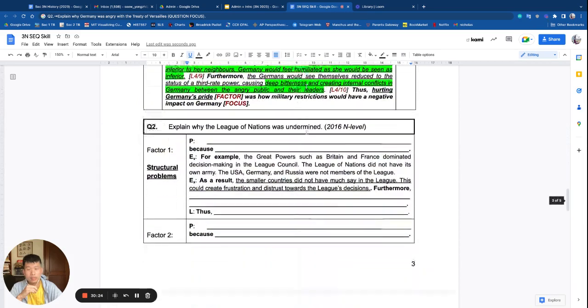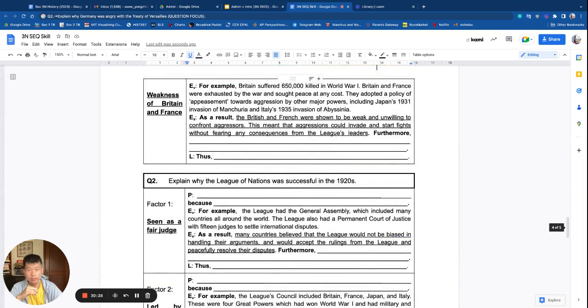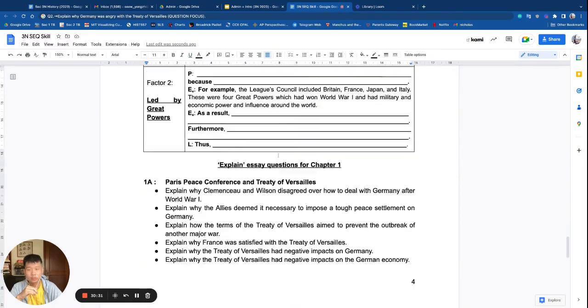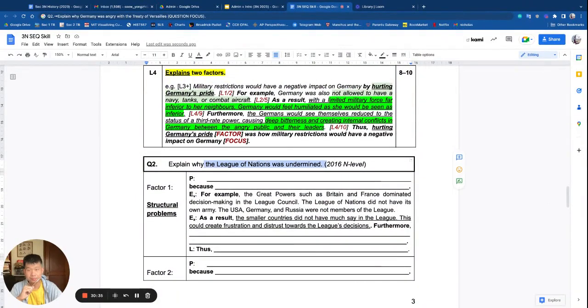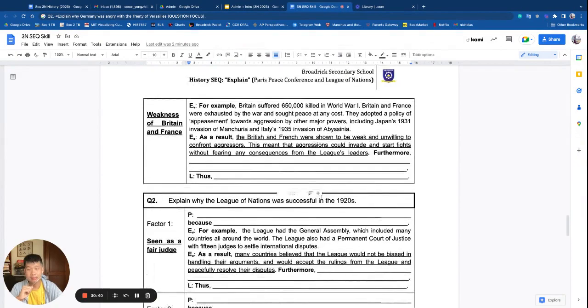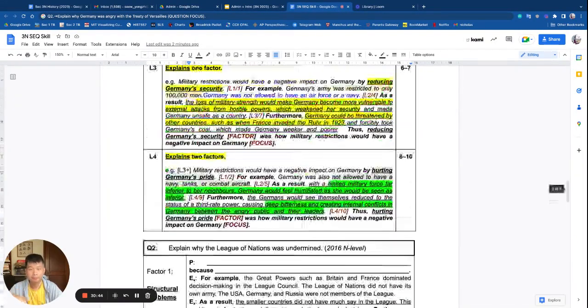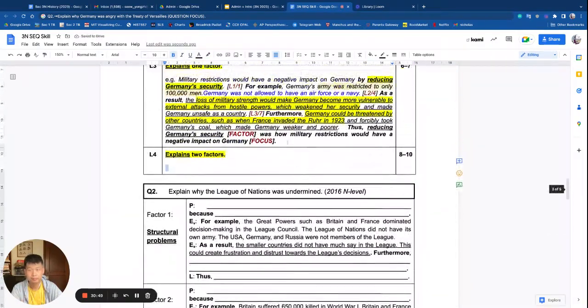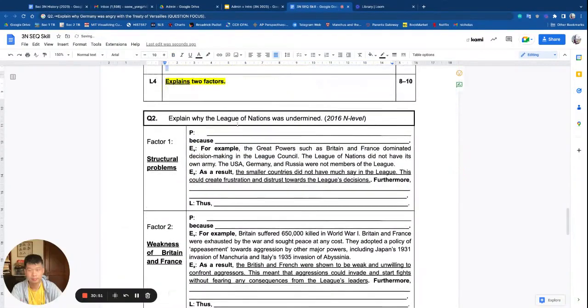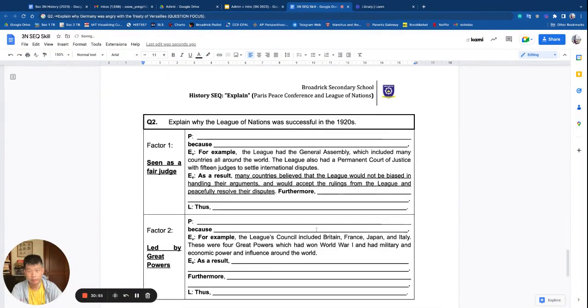For the rest of these notes, this question here, League of Nations undermined, and this question here, League of Nations successful, you know what to do. Go and highlight the question focuses. Use your textbook. Try to write these essays. Highlight the focus, write a few paragraphs.